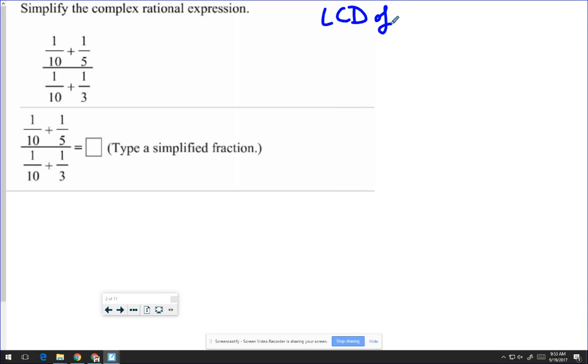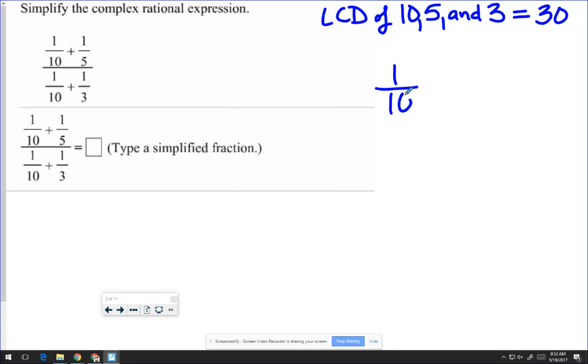So basically here I want the least common denominator of 10, 5, and 3. Well, however you figure out least common denominators, go ahead and figure that one out. But basically, I'm looking for a number that's big enough for 10, 5, and 3 to go in there. So that would be 30. So what I do then is I'm going to take that 30.